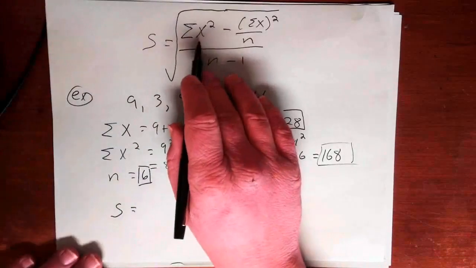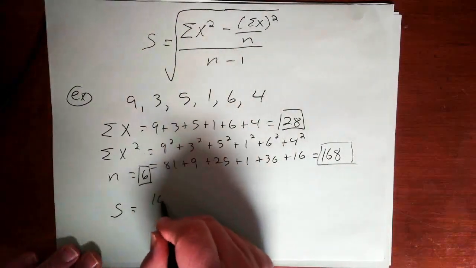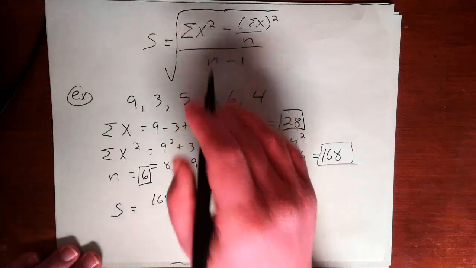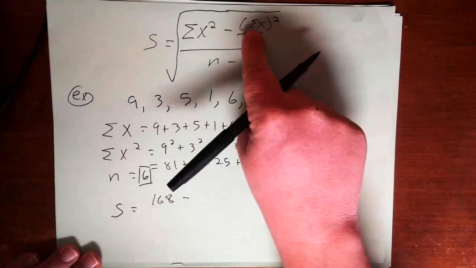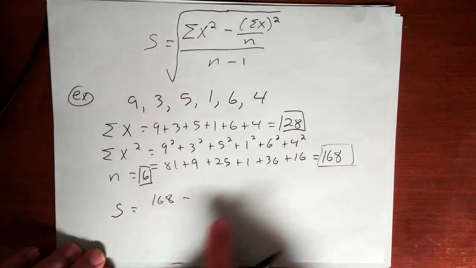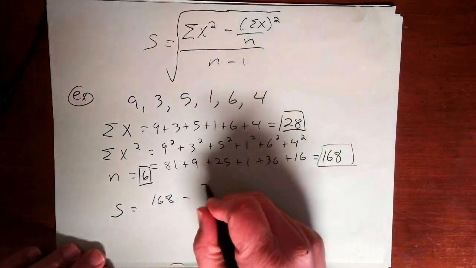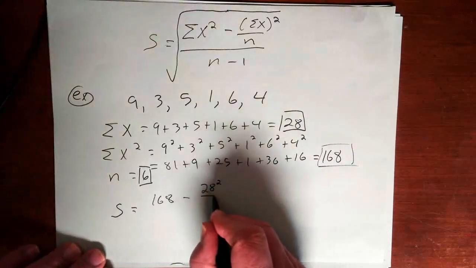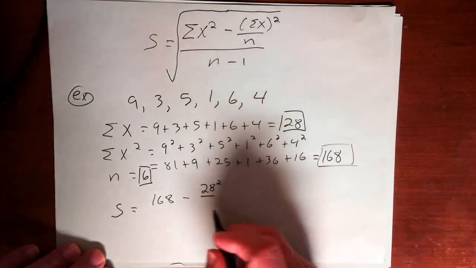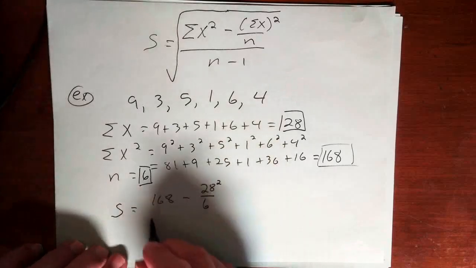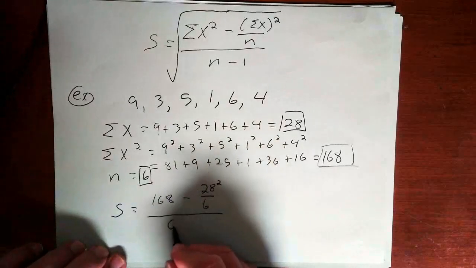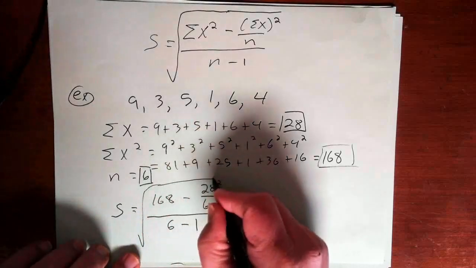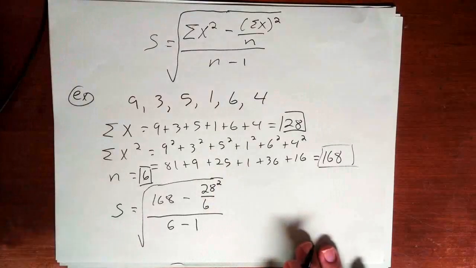This first one, the sum of x squared, is the 168. Remember, this is squaring them first and then adding them up, and this one is adding them up and then squaring it. When I add them up, I get 28. So I'm going to take 28 and square that, divide that by 6, that is, divide by n, and then divide all that by 6 minus 1. And then I'm going to take the square root of that.